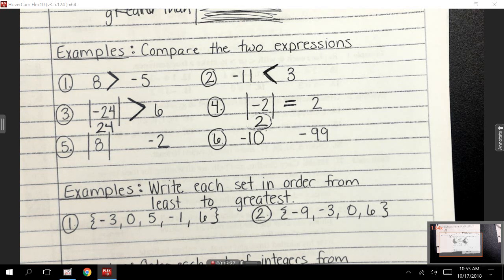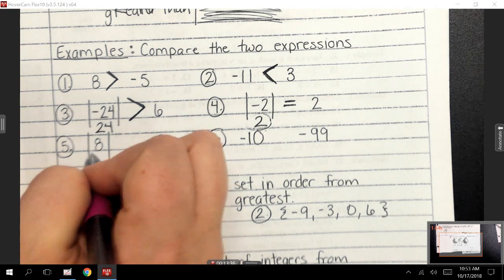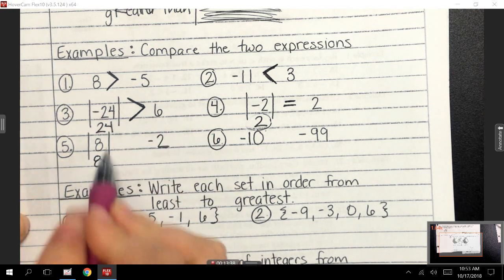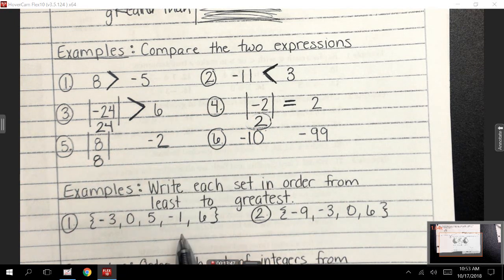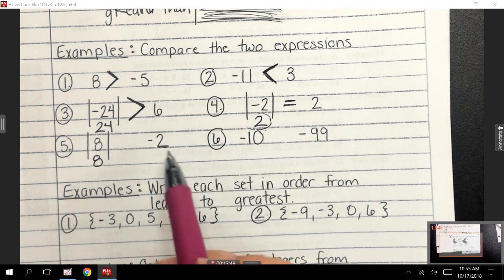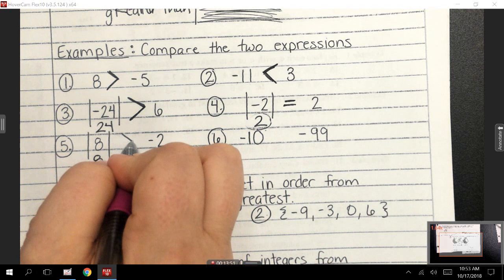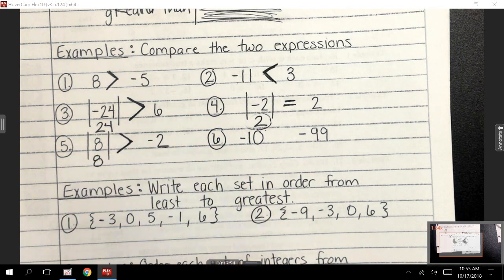Number 5, I have some more absolute value bars. What's going to happen to that 8 that's in the absolute value, Noah? It's just going to be 8. Because 8 is 8 spaces from 0. And what symbol do I need here? Jet. Greater than. Because 8 is greater than negative 2. Excellent job with these symbols. I'm really impressed. All right, number 6.